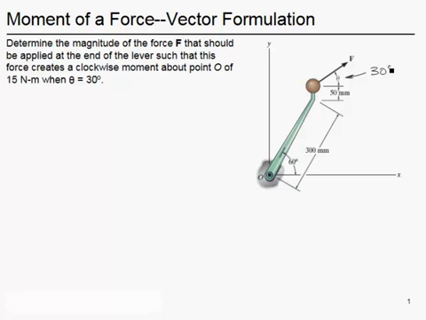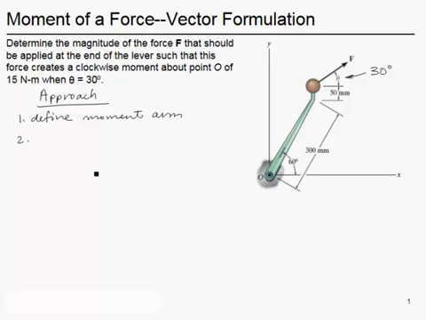So this is a vector formulation problem for the moment of a force. There are multiple ways to do it, but I'm going to show you one that involves a cross product. Our approach is going to look like this. The first thing we need to do is establish a moment arm. That's the moment arm that we're going to use in the cross product calculation.